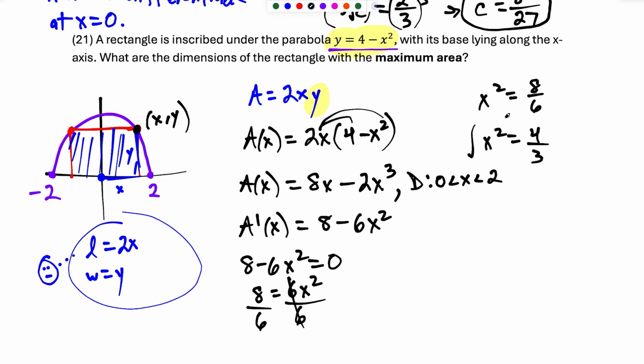And now I take the square root of both sides. But notice that I restricted our domain here. We're focusing on the quadrant 1 section here, where x is between 0 and 2. So here I could just say x equals the square root of 4 over 3. So I'm going to say the square root of 4 over the square root of 3, which gives us x equals 2 over square root 3.